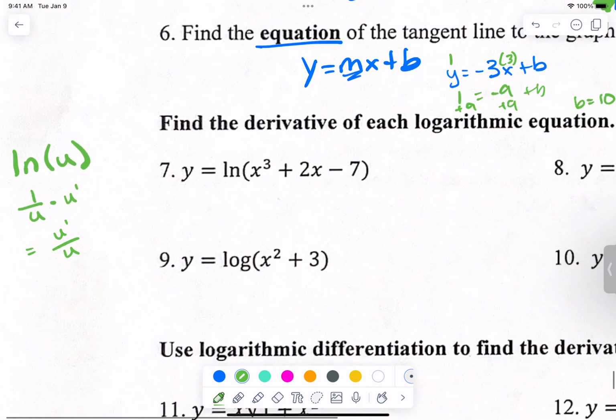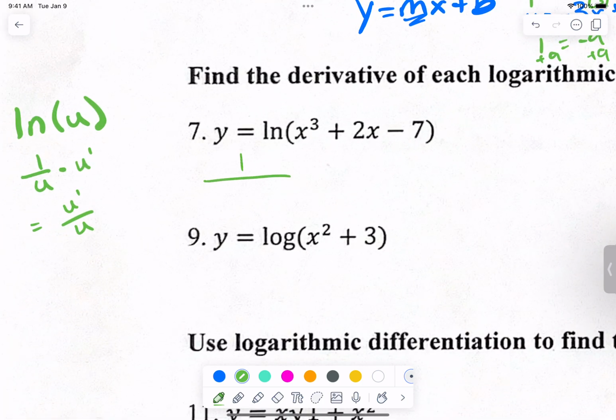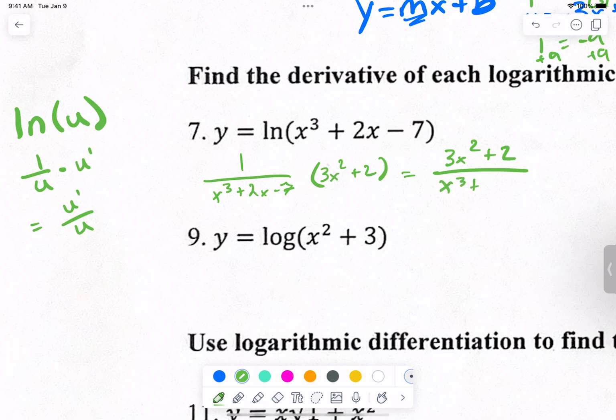So number 7, 1 over the whole junk times the derivative of that junk, which is 3x squared plus 2. And so I do 3x squared plus 2 all over x cubed plus 2x minus 7. Okay? That's what my derivative is. Good? Okay.